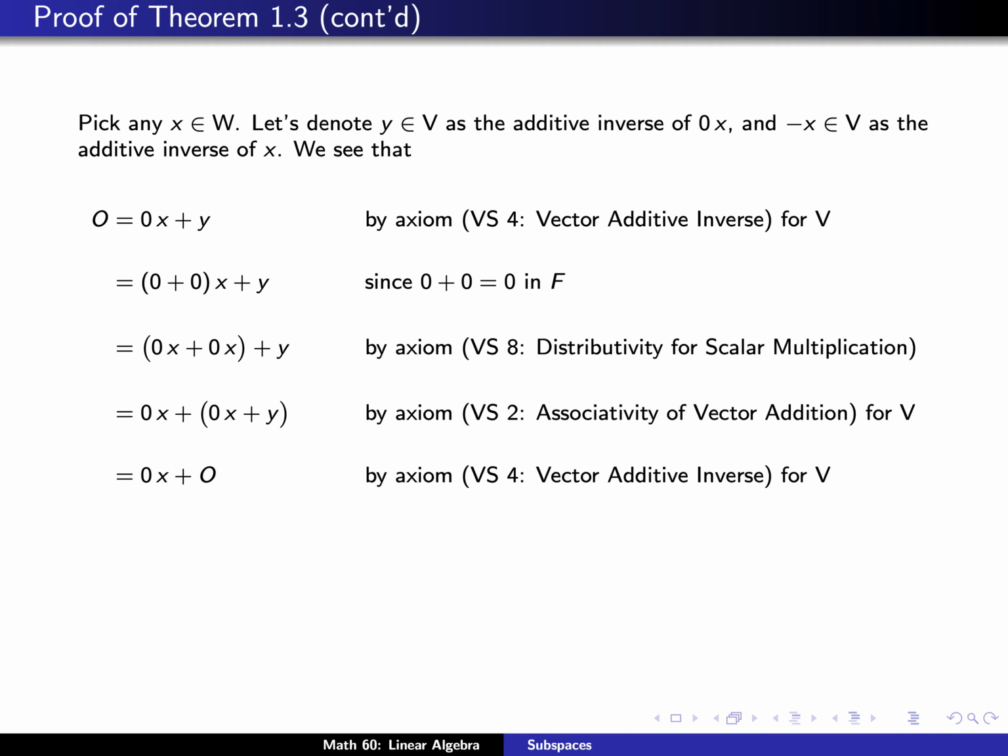Next, we see that 0 times x plus our additive identity, capital O, must be equal to what we had before because y is by choice the additive inverse of 0 times x. So again, we just use that 0 times x plus y must be the additive identity for the vector space V. But now, we realize that by the definition of additive identity, 0 times x plus capital O must just be 0 times x. So again, we're using the property of the additive identity for our vector space V. So we've used a variety of axioms for the vector space V to now conclude that 0 times the vector x is the additive identity capital O.